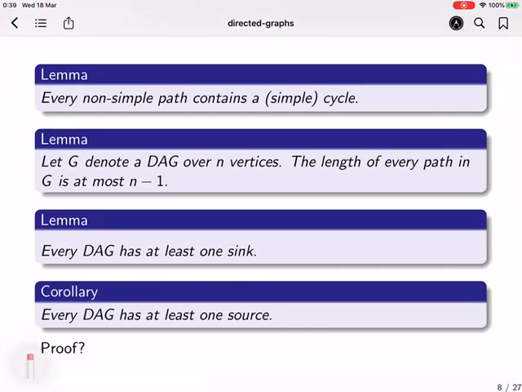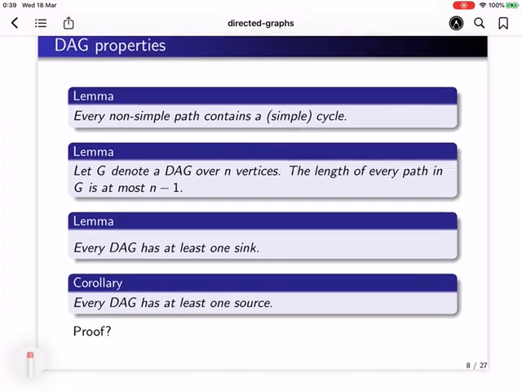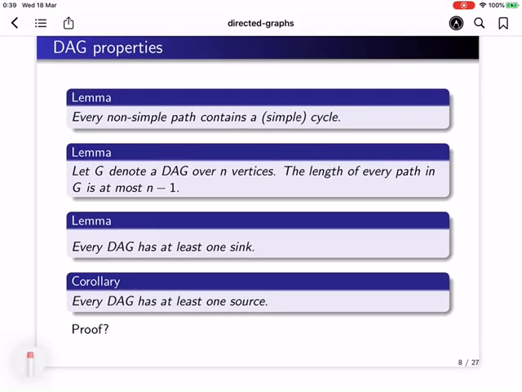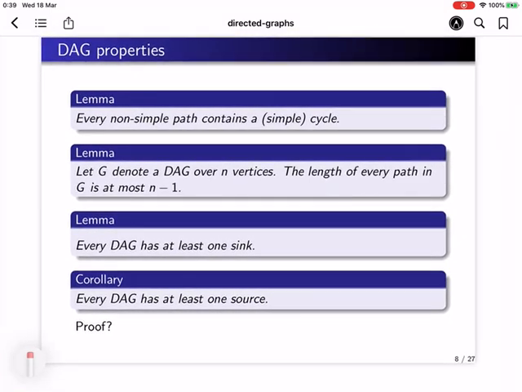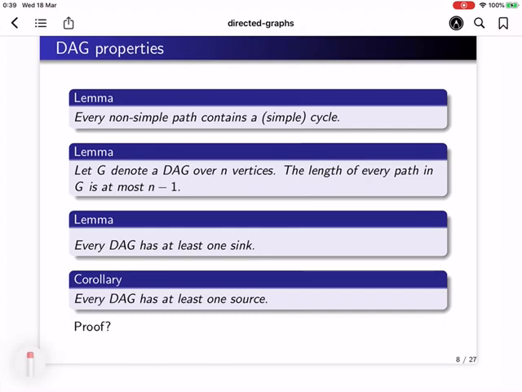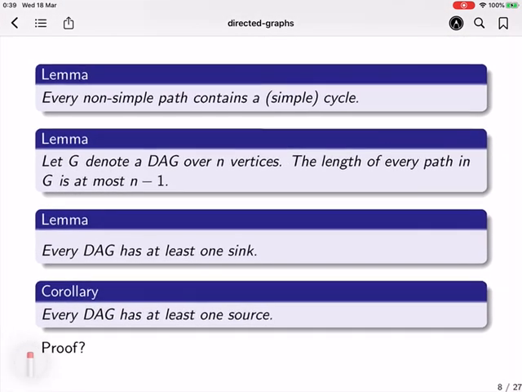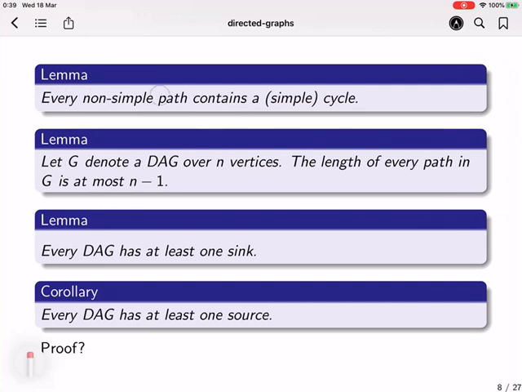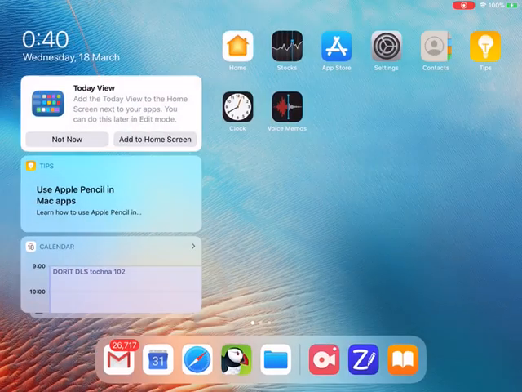Okay. Finally, having made all these definitions, we are ready to make a few lemmas. These are lemmas that describe properties of directed acyclic graphs. The first lemma: suppose I have a non-simple path in a directed graph. Then this path must contain a simple cycle. Okay, let's prove this lemma.